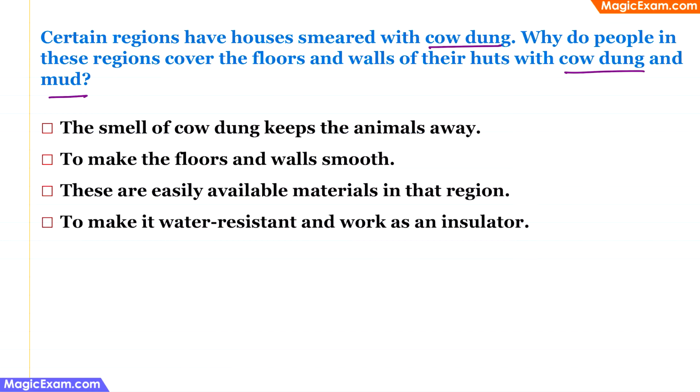Now, the answer here is that cow dung is actually water resistant when it becomes dry, and it also works as an insulator. That is, it keeps the house at a constant temperature. In winter, it keeps it warm, and in summer, it keeps it cold. Therefore, because cow dung and mud are water resistant and act as an insulator, they are used in the flooring and walls of various houses in different villages. Therefore, this is the correct answer.